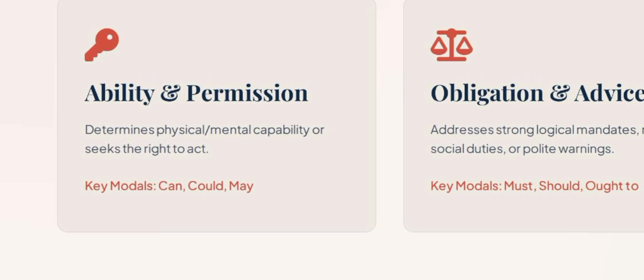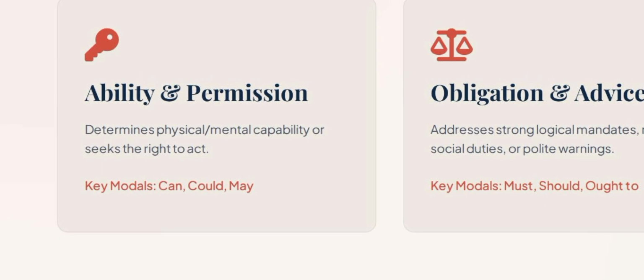To show the possibility and permission, we use may. For example, we can say you may leave now. You may leave now. And when we want to show the ability, we can use can. I can swim. I can write. I can speak English.